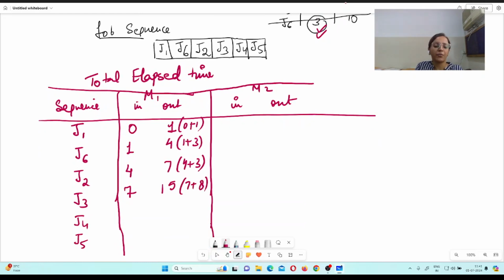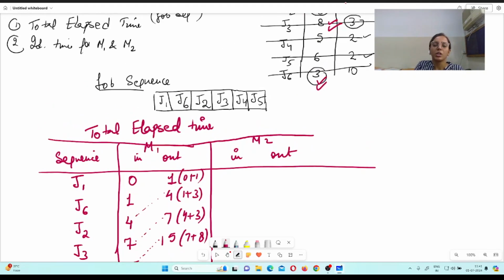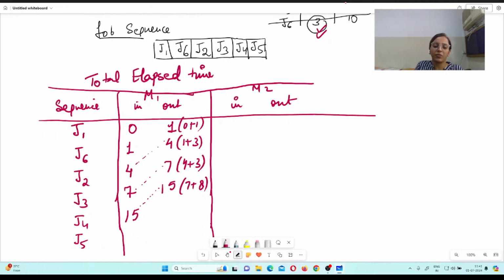Right. Now for the J4, yes, the starting time will be the out time for J3, then only it will come on the J4. So we'll remember that we will write it in this way only for all the questions. Okay. So please remember this one. Now J4, find out the J4 processing time for machine 1 is 5. So 15 plus 5, that will be 20. In bracket, you can write it 15 plus 5.